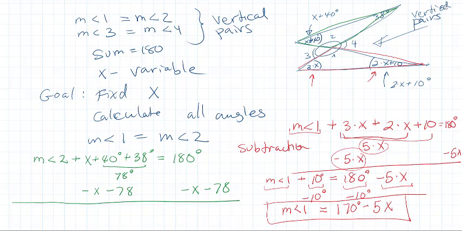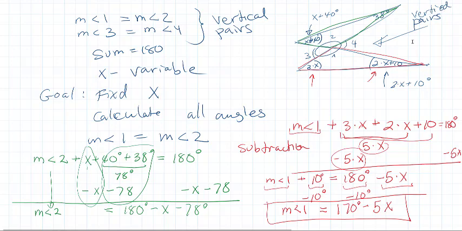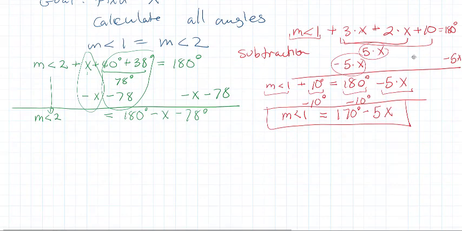Okay, so now on the left we get the measure of angle 2, and we get x and minus x, right? These cancel. We also have 78 minus 78 that also cancel. So we're left with nothing but the measure of angle 2 on the left. On the right we have 180 degrees minus x minus 78 degrees. Okay, this is not too difficult now to simplify a little bit more. So the measure of angle 2 equals, we have 180 minus 78, which is just 102 degrees minus x.